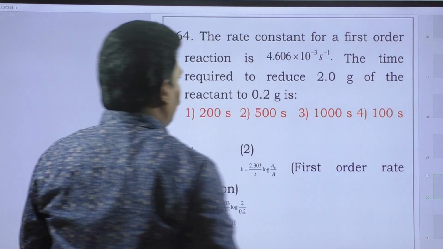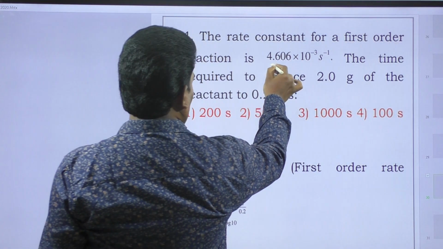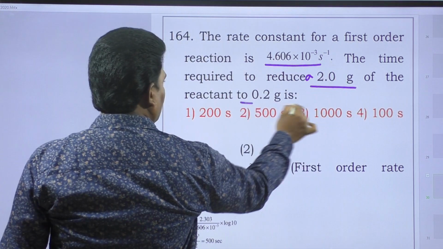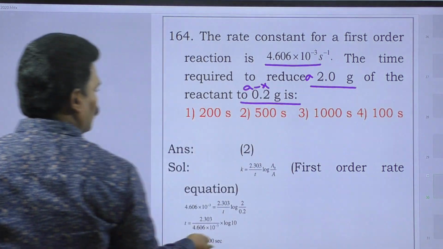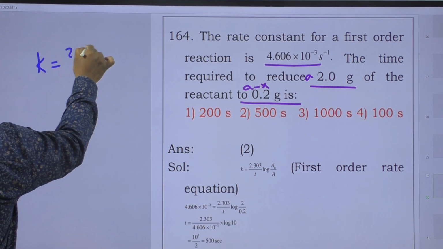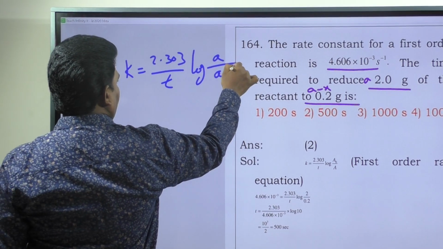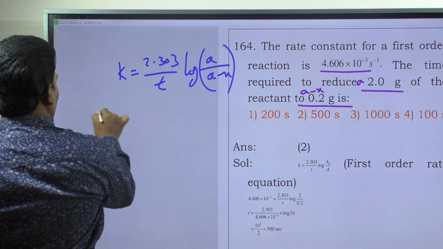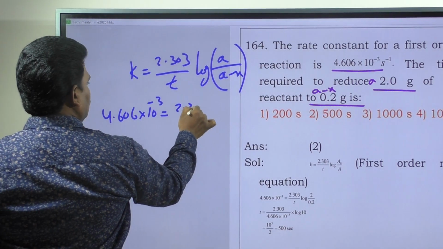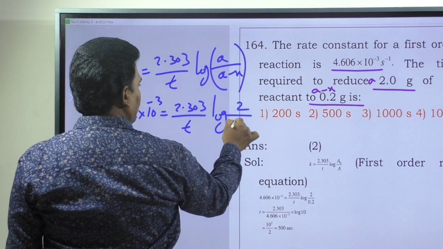The rate constant of a first order reaction. In the given question, the values of rate constant K, and initial concentration of reactant, small a, and a minus x are given. Now to calculate the time, the first order formula: K is equal to 2.303 divided by time t into log of a by a minus x. Here the given K value is 4.606 into 10 power minus 3, that equals 2.303 by time t, log of initial concentration given 2 and a minus x is 0.2.